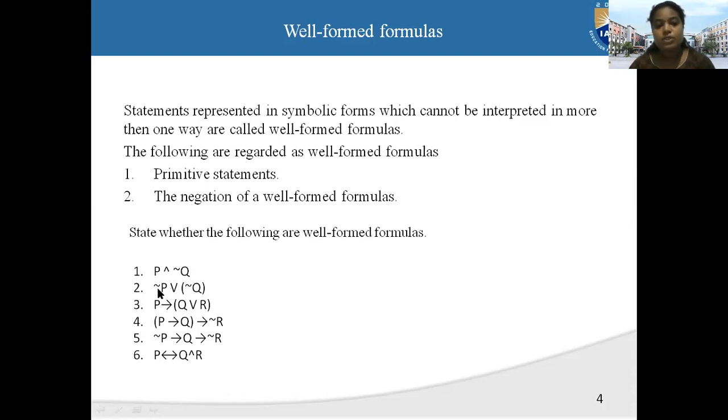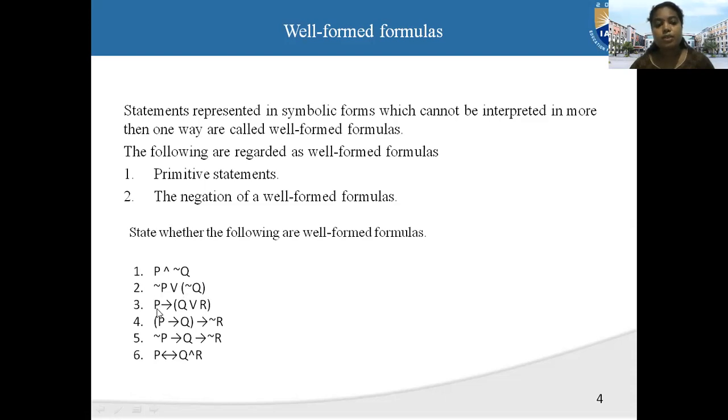Next, negation P or negation Q. Here you have to observe the parenthesis. Here you have to think about only Q, not P. You have to apply negation for P or for the combined form of P or negation Q. You don't know which, so it is not a well-formed formula.